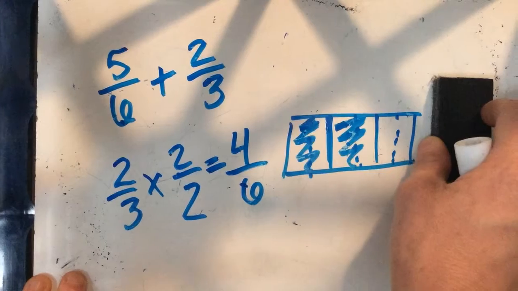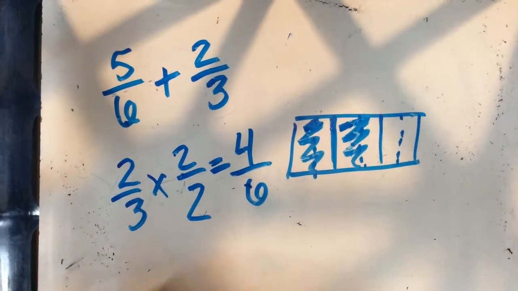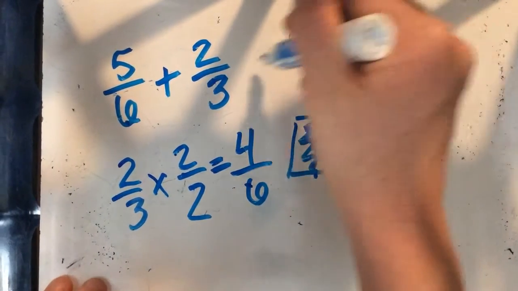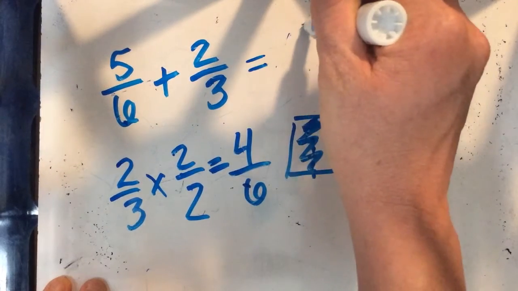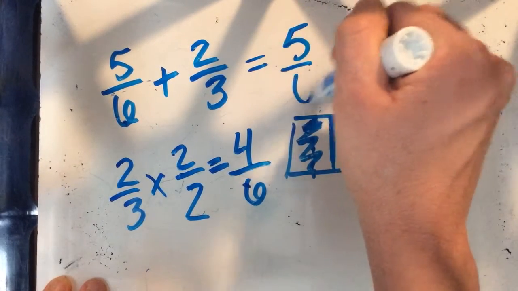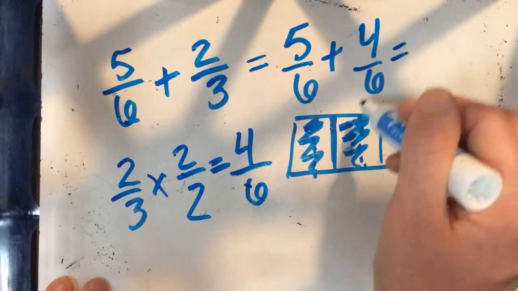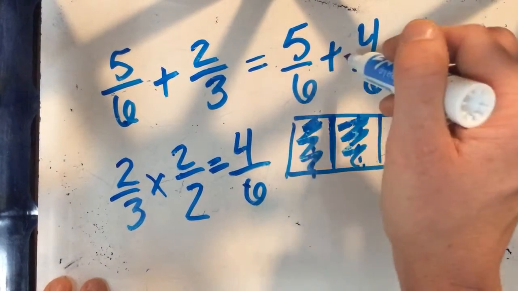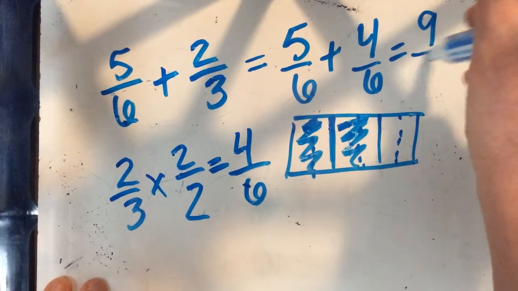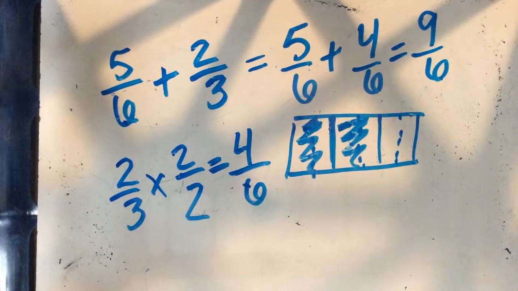Okay, so let's go ahead and do this. 5/6 plus 2/3 is the same as 5/6 plus 4/6. So now we can add: 5/6 plus 4/6 is the same as 9/6.